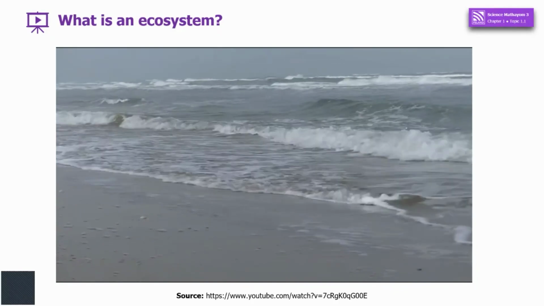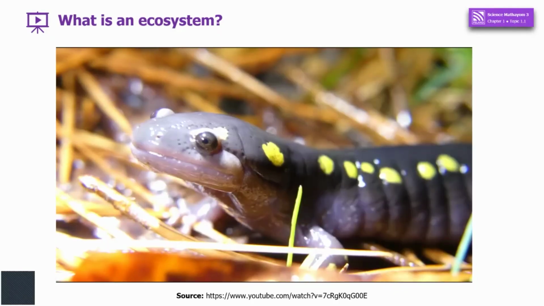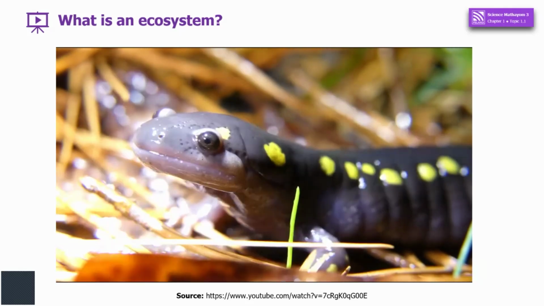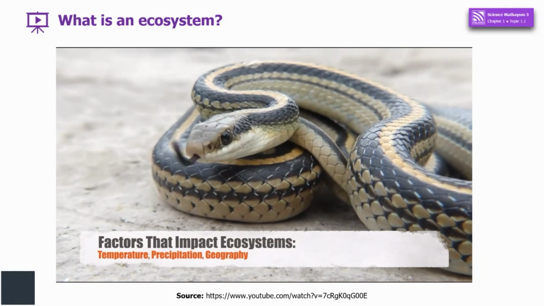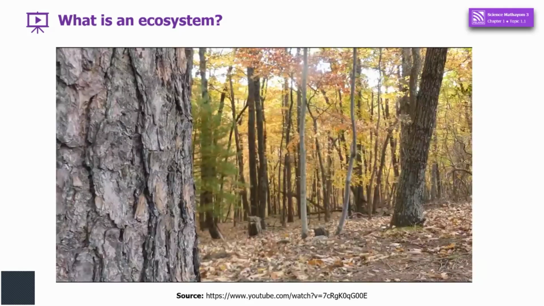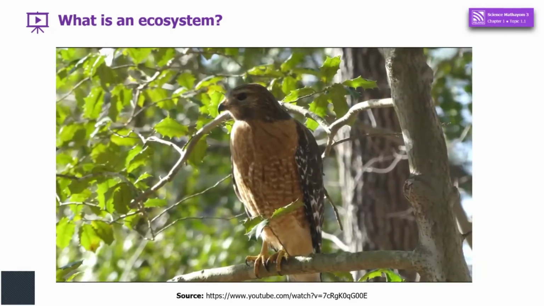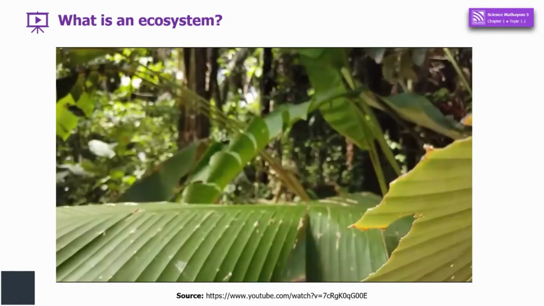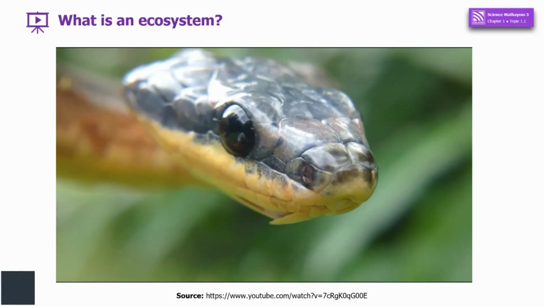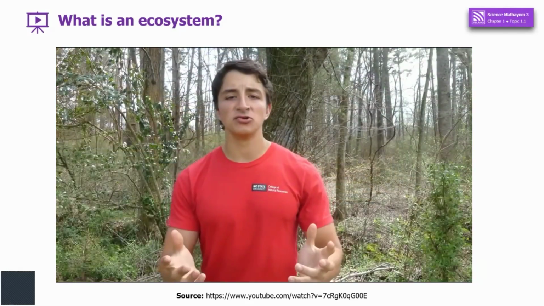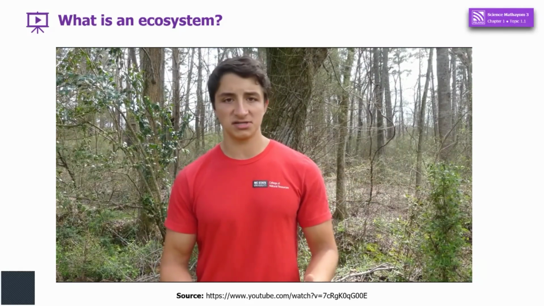Both of these types of ecosystems can occur in many different climates and include a wide variety of organisms depending on factors such as temperature, precipitation, and geographic features. For example, a forest in North Carolina might be home to animals such as red-shouldered hawks or black rat snakes, but a forest in Costa Rica could have scarlet macaws or bird snakes. In later videos, we'll learn about the different jobs that animals can have in an ecosystem.